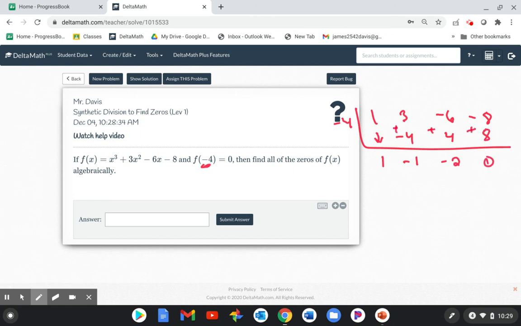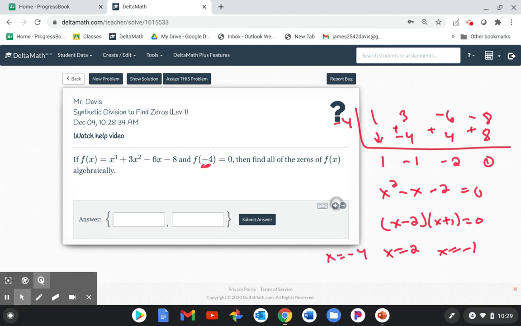All right. It's good. We got 1x squared minus 1x minus 2. That factors into x minus 2 and x plus 1. So we get positive 2, negative 1, and then the original negative 4 as our solutions.